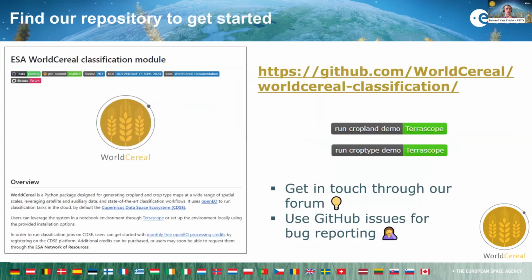Okay, so everything that we presented today is released in GitHub as for the processing system. So this is the link to the WorldCereal classification repository. If you really want to start without installing any environment, you should look in the README for the two badges, Run Cropland demo and Run Crop Type demo, on Terrascope. These will bring you immediately to the right notebooks that Jeroen has been showing. If you encounter anything, feedback, problems, get in touch through our forum, which is linked on the README. You can also use GitHub issues for bug reporting, which definitely at this stage is a possibility.